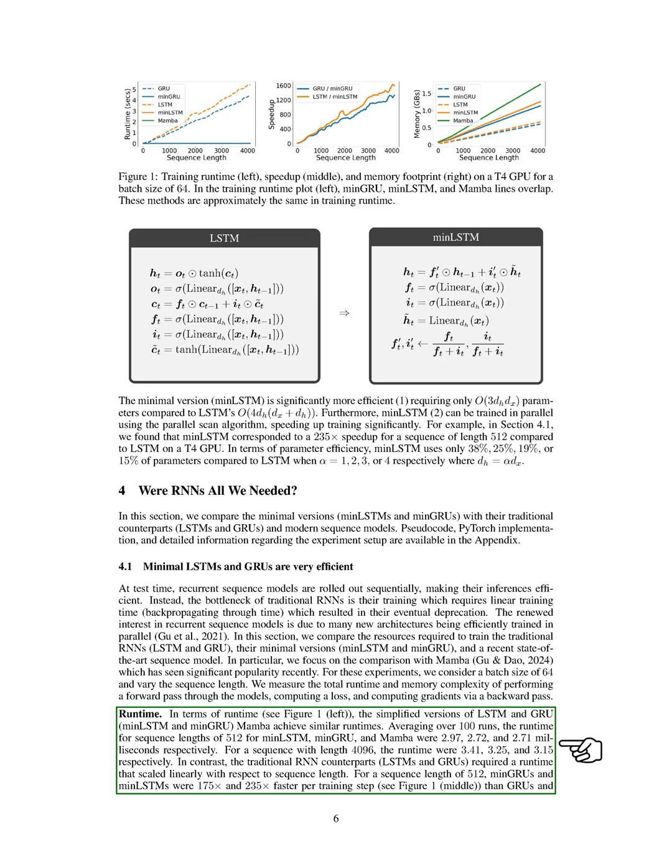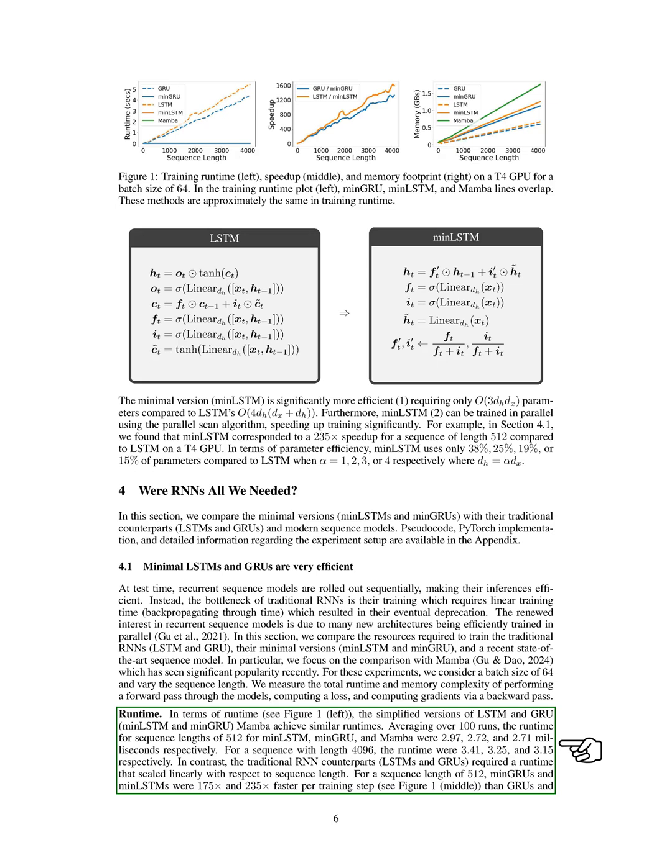For a sequence length of 512, min-GRUs and min-LSTMs are 175 times and 235 times faster per training step than their traditional counterparts. This speedup becomes even more pronounced for longer sequences, with min-GRUs and min-LSTMs being over 1,300 times faster for sequences of length 4096.